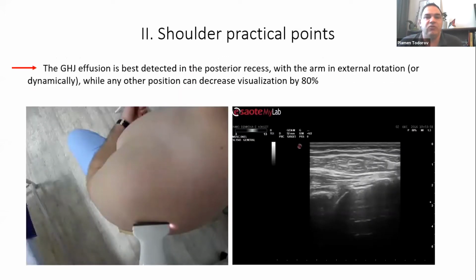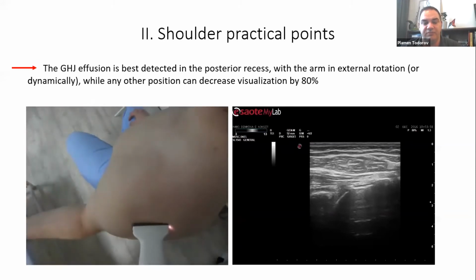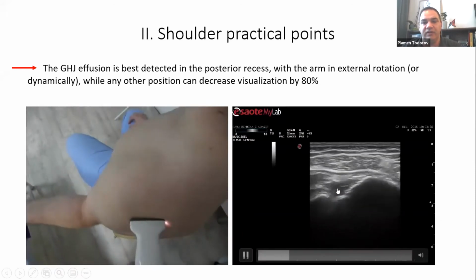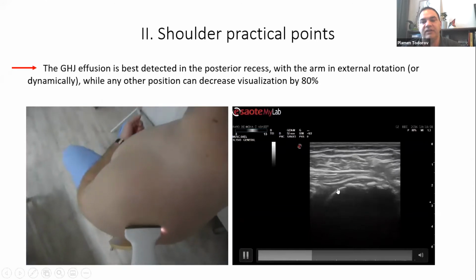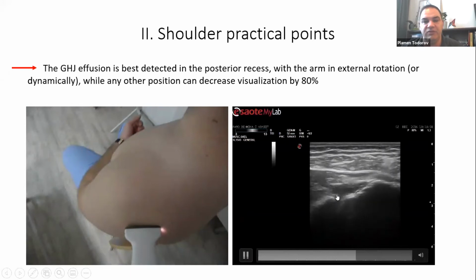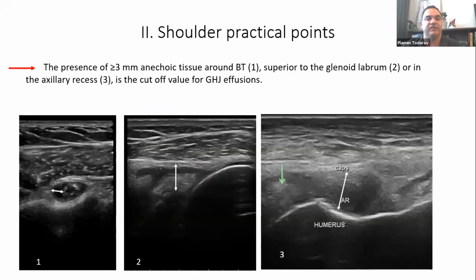Moving on to practical points, glenohumeral joint effusion is best detected in the posterior recesses with the arm in maximal external rotation or dynamically, while any other position can actually decrease the visualization by as much as 80%. So always perform dynamic maneuvers, as you see here now with external rotation. The effusion and the synovitis in the posterior recess are now visible, and you can see them with the ultrasound.